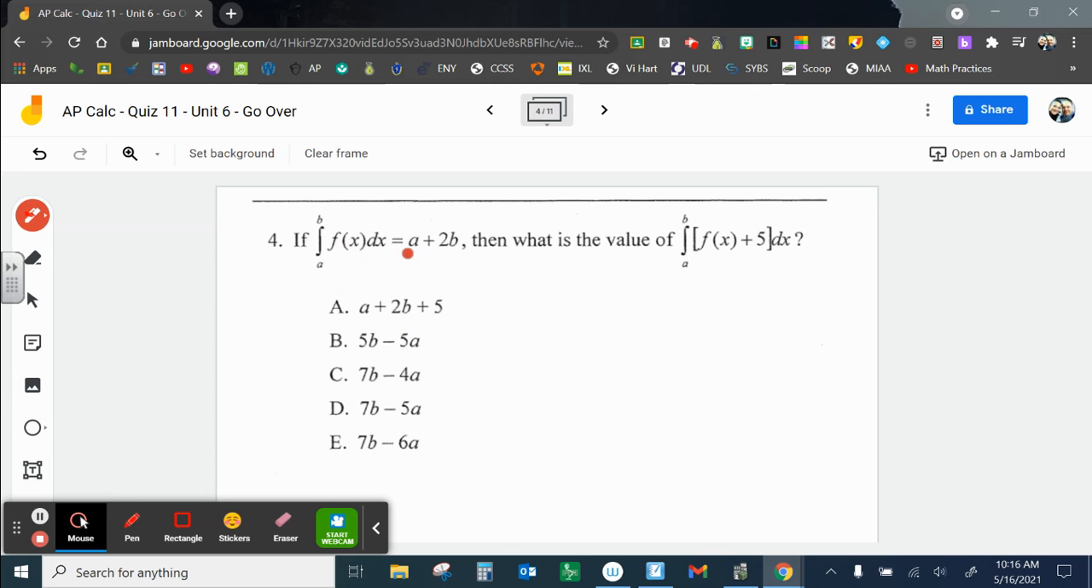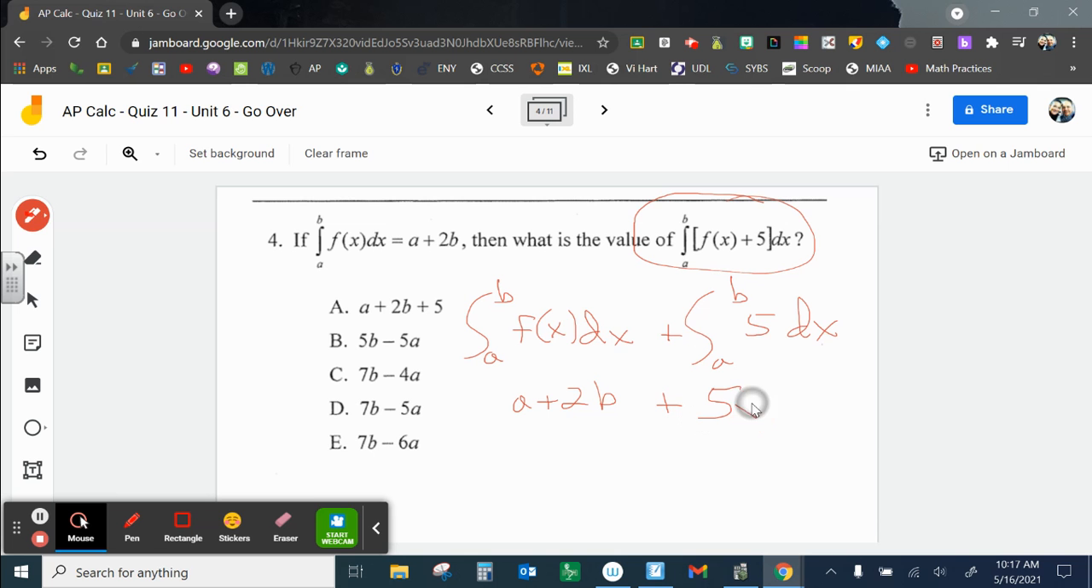Okay, if the integral from A to B of f(x) is A plus 2b, now let's do this. All right, so I've got to use my properties of integrals. So this right here is the integral of a sum. I can break it up to the sum of 2 integrals. So the integral of f(x) dx plus the integral of just 5. So this right here I know is A plus 2b. Perfect. Well, now this is going to be 5x, and we're going to evaluate it from A to B.